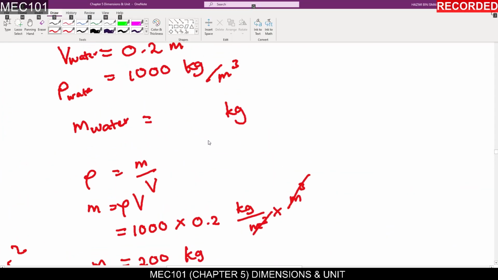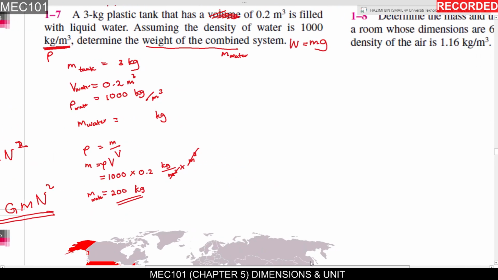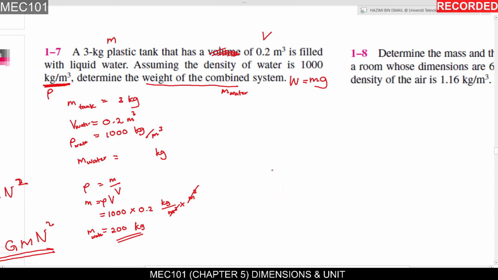Simpler, right? So in engineering, you are going to face a lot of problems that can only be solved if you master the unit conversion and the formula manipulations like this. This is just a simple question here, and I hope you will see the importance of how to manipulate the units and the formulas based on the units like this.